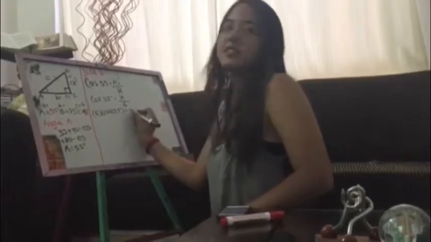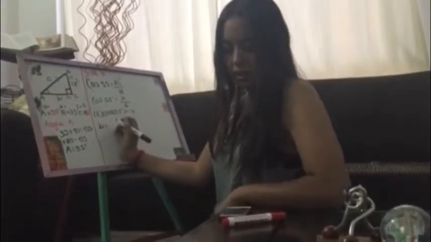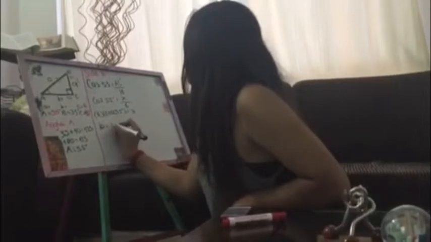The cosine of 55 degrees is x over the hypotenuse, that is 6. Now we take 6 to multiply to the other side with the cosine of 55 degrees. That gives us the result of x, or the result of the side B. Multiplying 6 by the cosine of 55 degrees, we get B, so B is equal to 3.4.